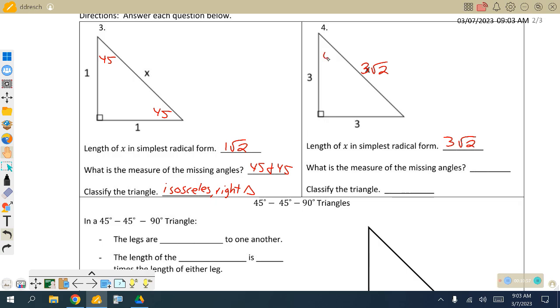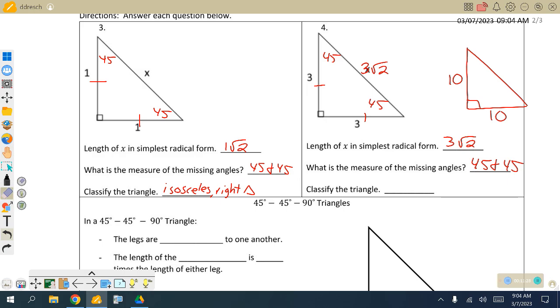Again, you got 45, 45, and another classification of an isosceles right triangle. Now, if I had another column there, and I gave that same type of triangle, and let's say this was 10 and 10, what do you think the hypotenuse would be? 10 root 2, okay?